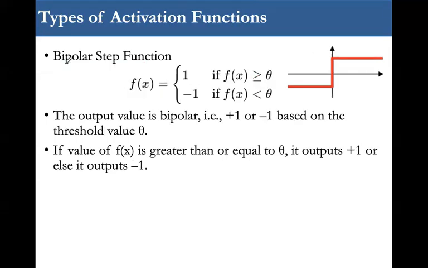Now we'll learn about bipolar step function. In bipolar step function, the mathematical representation is as f of x is equal to 1 if f of x greater than or equal to theta, -1 if f of x less than theta. The output value is bipolar, that is +1 or -1. It's based on the threshold value theta. So here it can be -1 or it can be +1.